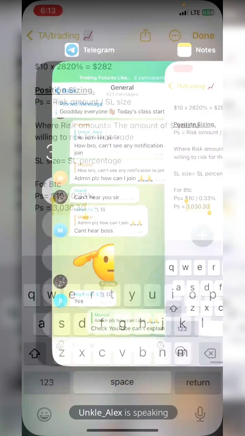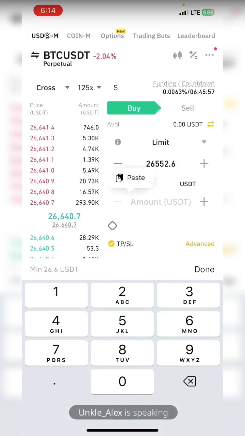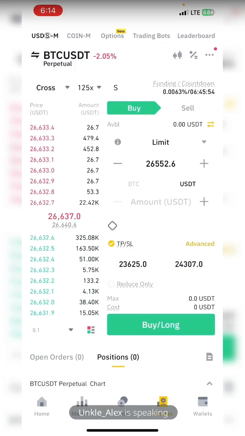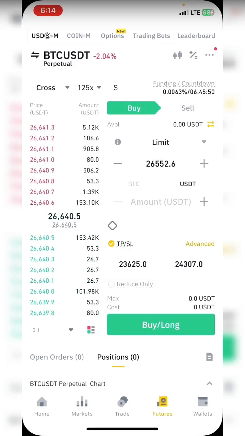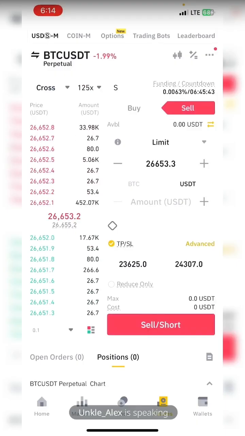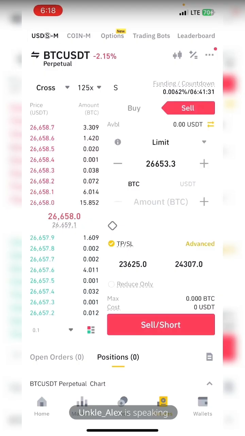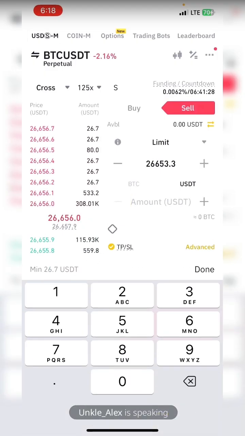You come to Binance. Remember, this is for BTC. Here we have BTC against USDT, and remember that was a short trade, meaning we are selling. So first of all, you switch to sell. Something good about this: for BTC you have leverage up to 125x. Regardless of the leverage you use, if this trade hits SL, you are only losing the $10 you risked.